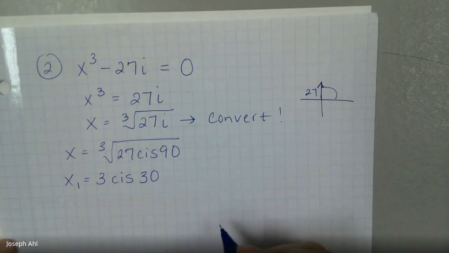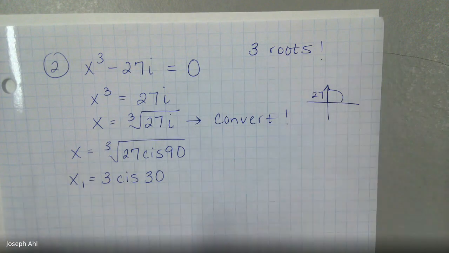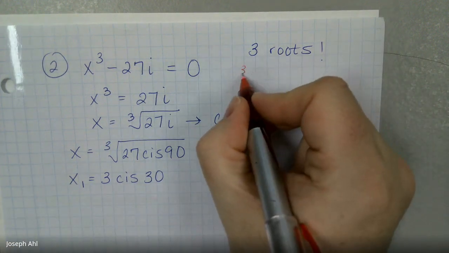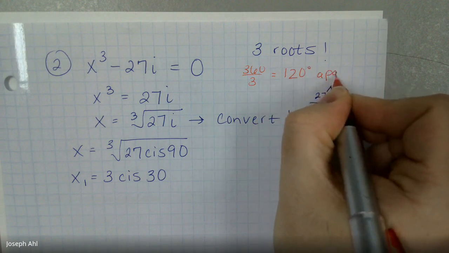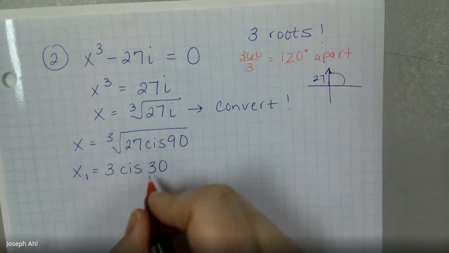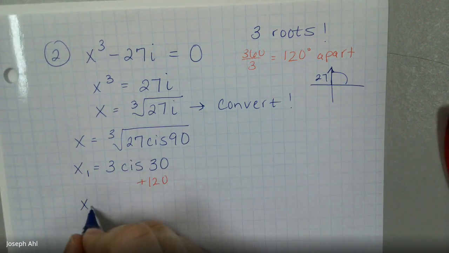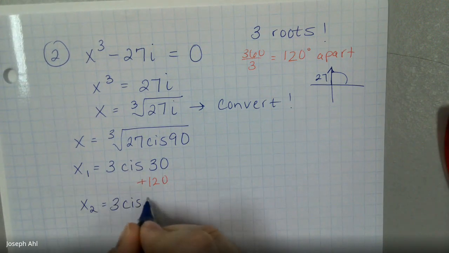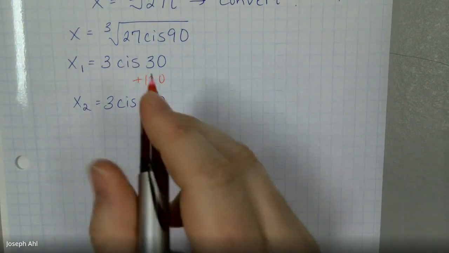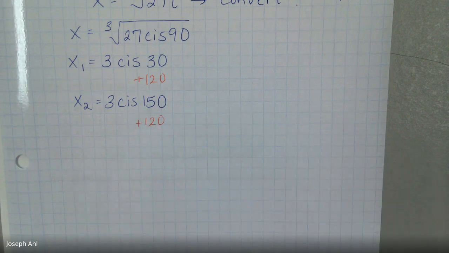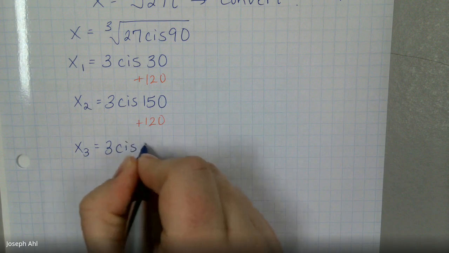But oh wait, I never even said for this one how many roots we should have. Well, x cubed definitely has 3 roots. But keep in mind, if you do 360 divided by 3, they are 120 degrees apart. So you're going to add 120 to this. That's going to give you your second solution, x2, which is 3 cis 150. And finally, just add 120 one more time because we only have 3 solutions. The third solution is 3 cis 270.